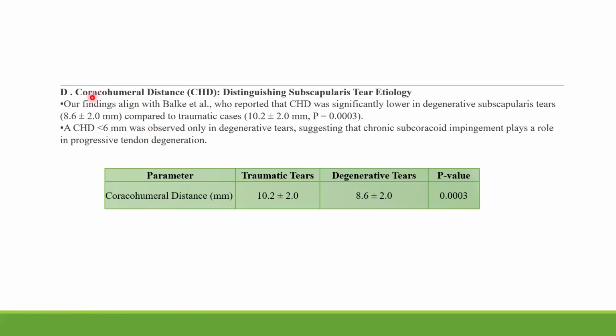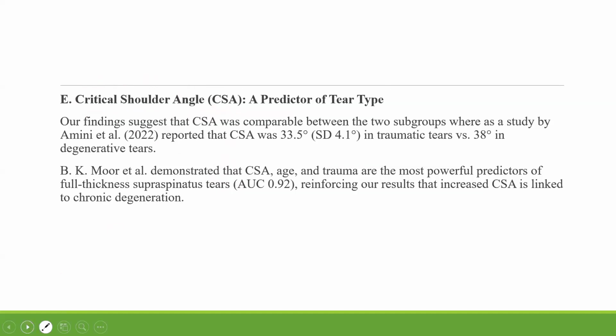Coracohumeral distance was less in degenerative tendon tears as compared to traumatic tendon tears, and these findings were also aligning with a study by Balke et al. In our study, there were no significant differences between the two groups regarding critical shoulder angle. However, in a study by Amini et al., the critical shoulder angle was significantly less in traumatic tears as compared to degenerative tears.